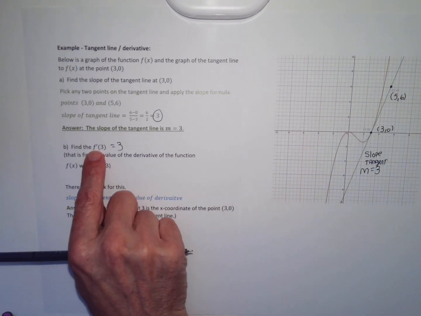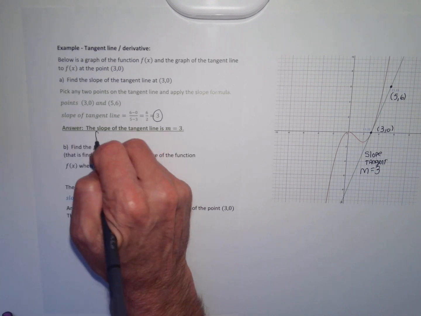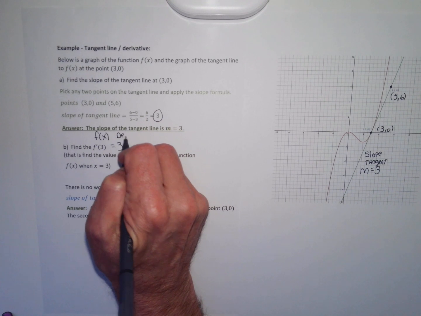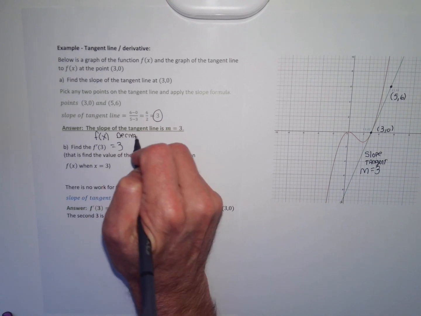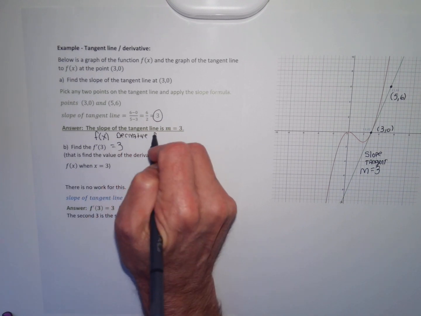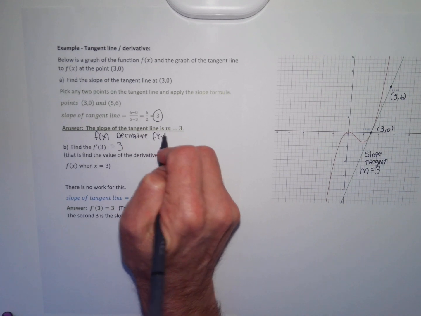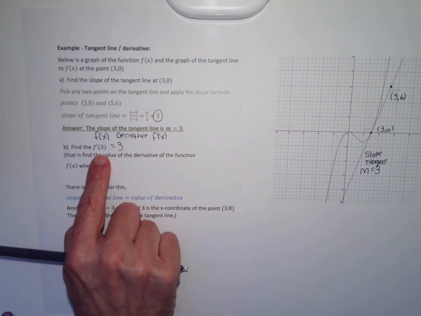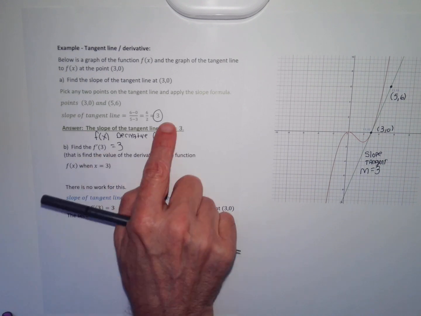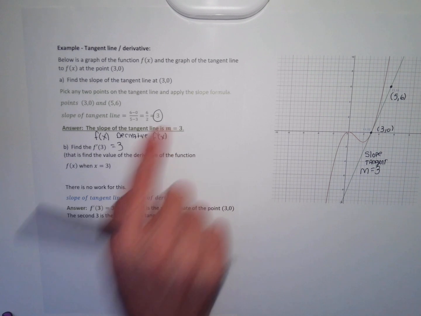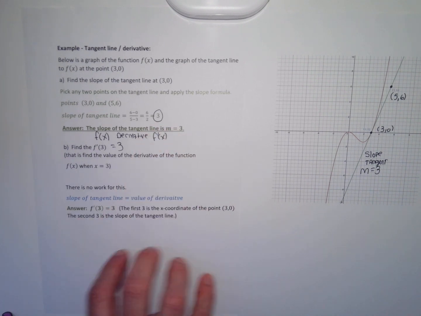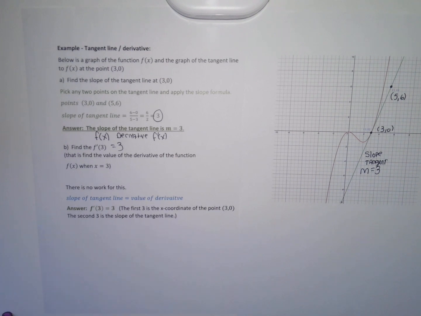The value of a derivative, so if the function is f of x, then the derivative of the function is given by the symbol f prime of x. And if I want to ask the question, find the value of the derivative when x is 3, I just change the x to 3. The value of the derivative when x equals 3 is the same as the slope of the tangent line. Slopes of tangent lines, instantaneous rates of change, and values of derivatives are 100% exactly the same.